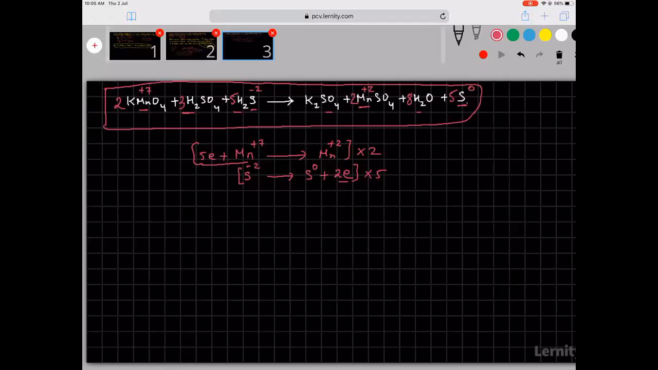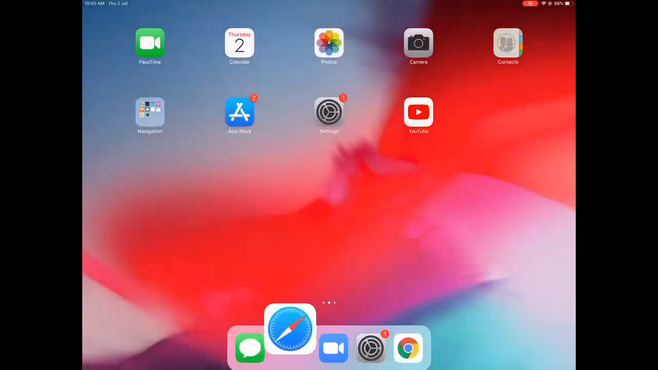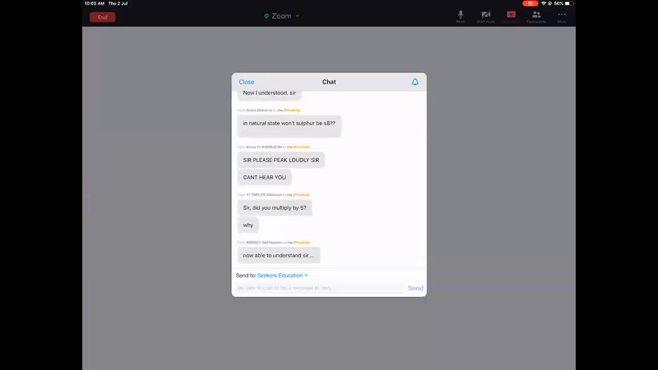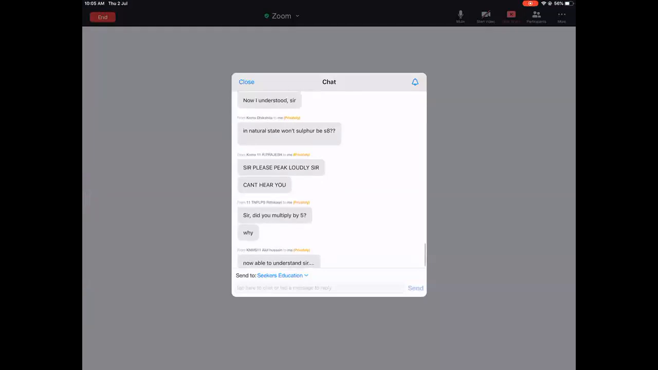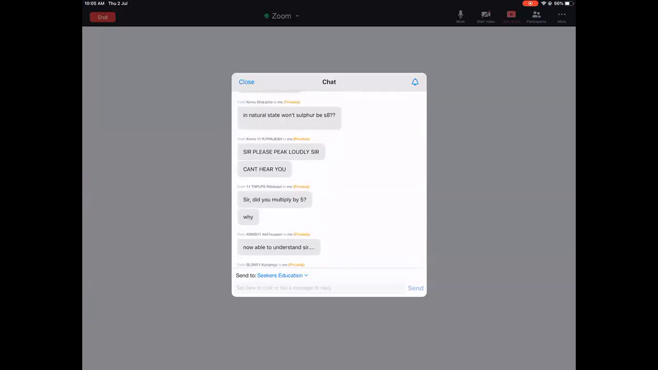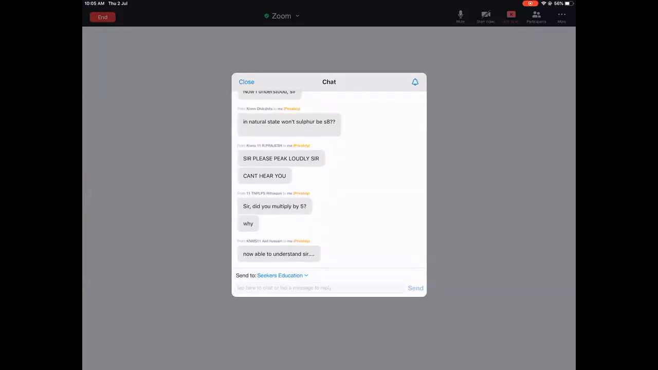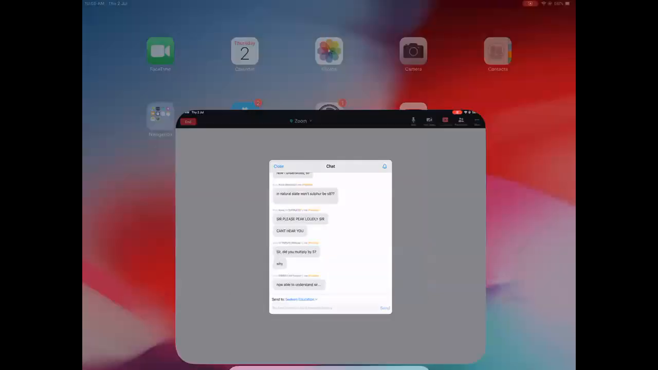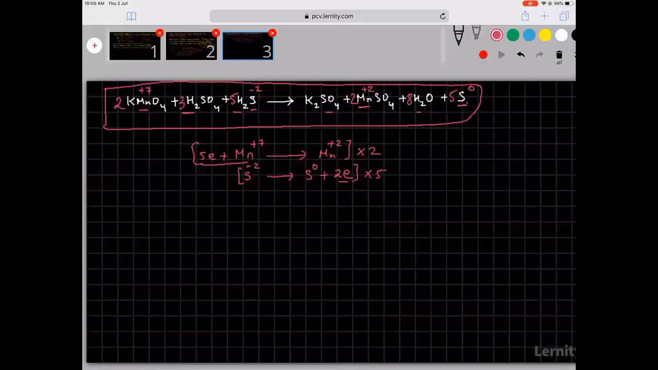So this is a completely balanced equation. Now, why did I multiply with 5? I multiplied with 5 because sulfur is giving 2 electrons, while manganese is taking 5 electrons.